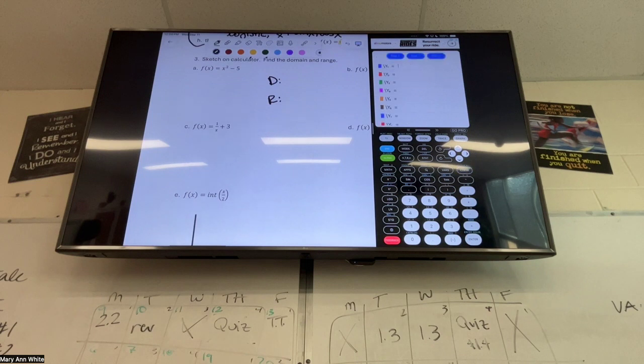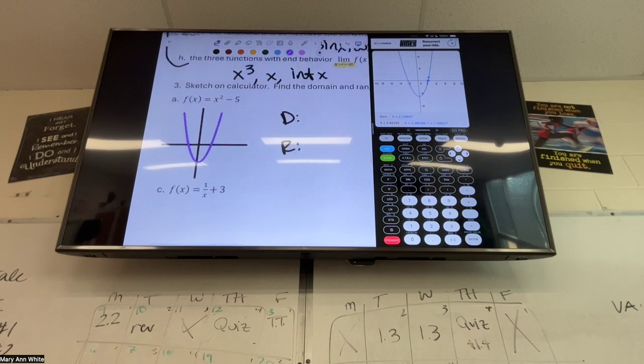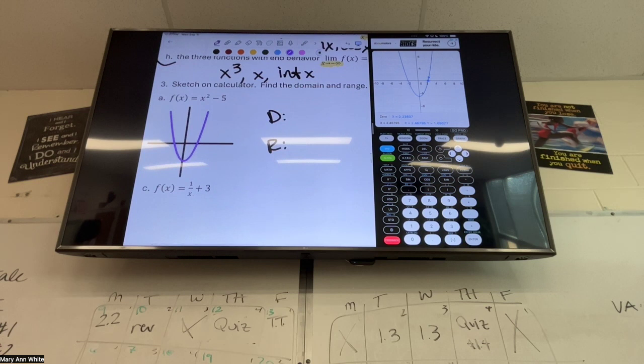So I'll put x squared minus 5. You should just be on a standard window of negative 10 to positive 10 in all directions. Based on our transformations, though, this should be easy stuff to do and to know because we already practiced this. What's my domain for this graph going to be? Negative to positive infinity, good. Negative infinity to positive infinity. What about my range?